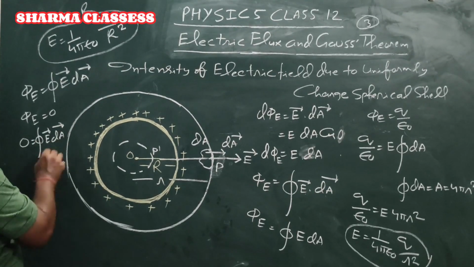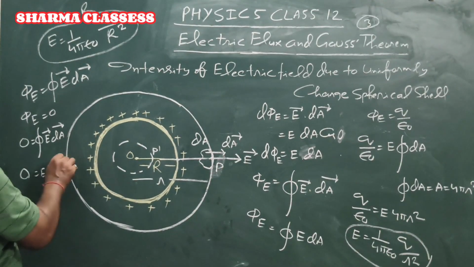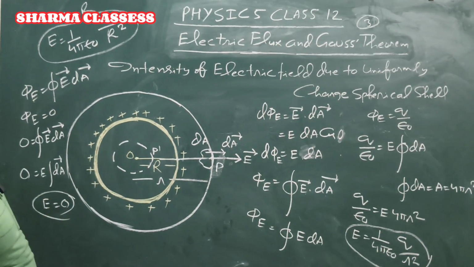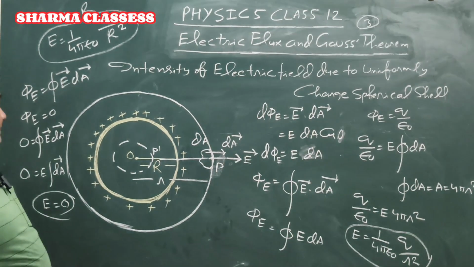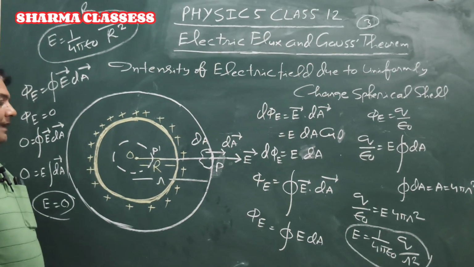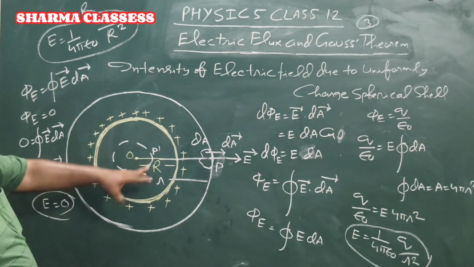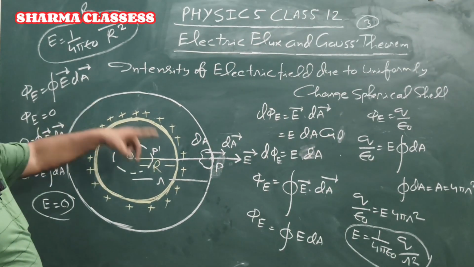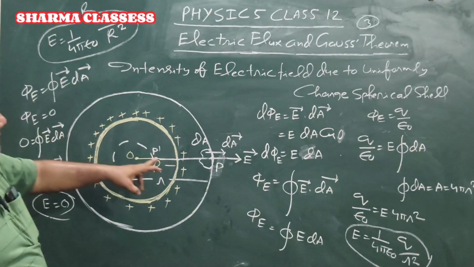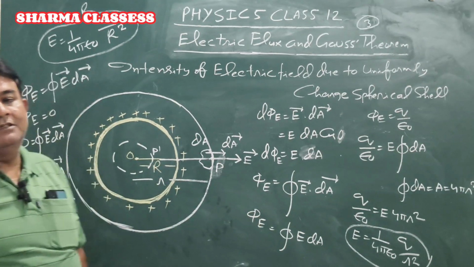So E dA is 0. The intensity of electric field inside the spherical surface is 0. Inside the spherical shell, the intensity is always 0 at any point, but outside it is not 0. Outside it is this, and on the surface it is this. It is maximum on the surface, and as we go away from the surface, it is inversely proportional to r square. It continuously decreases.